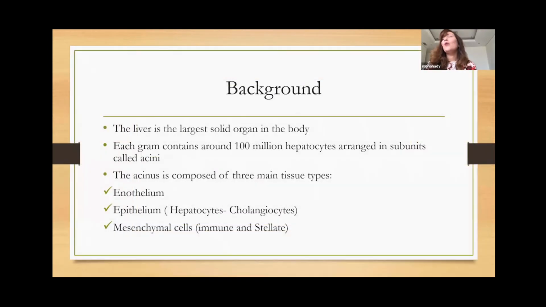As a hepatologist, I always say the liver is the most important organ in the body. Certainly it is the largest solid organ, weighing around 300 grams in a 10 kilogram baby. Each gram contains millions of hepatocytes arranged in subunits called acini. Each acinus is composed of endothelium lining the blood vessels, sinusoids, epithelial cells, whether hepatocytes or cholangiocytes, and mesenchymal cells, both immune cells and stellate cells, which produce collagen when they are activated.